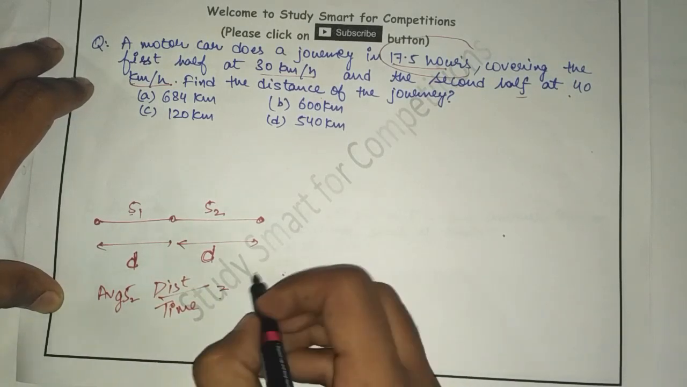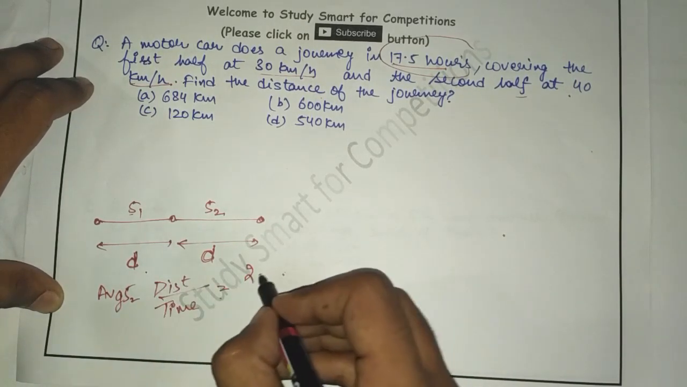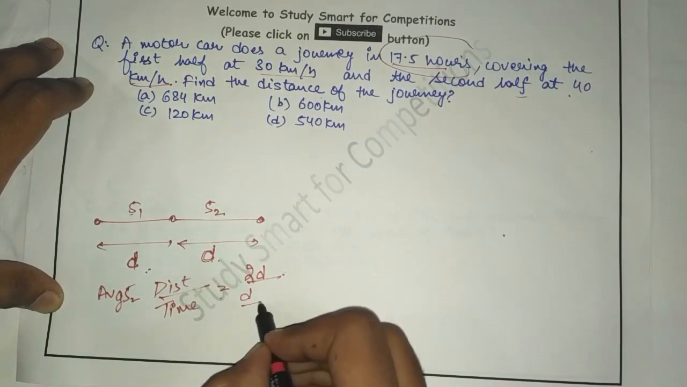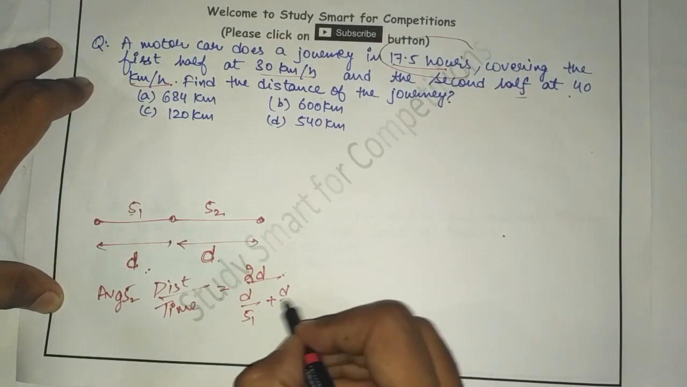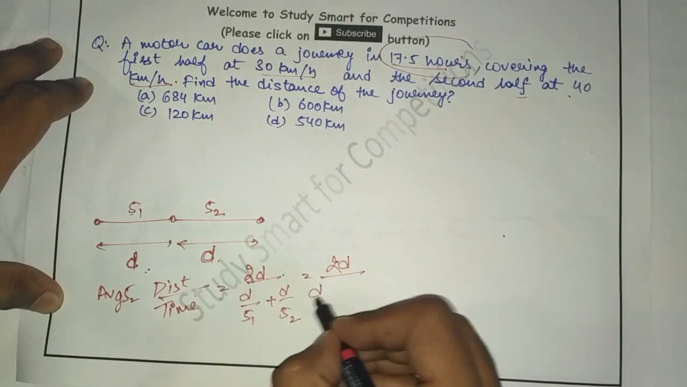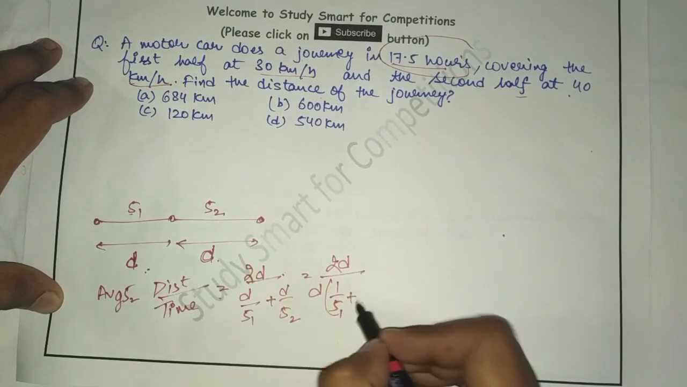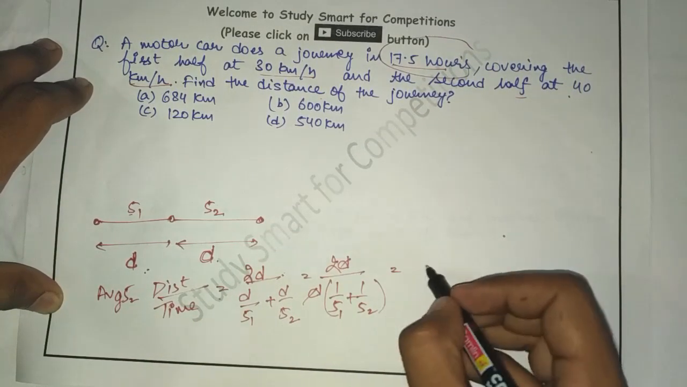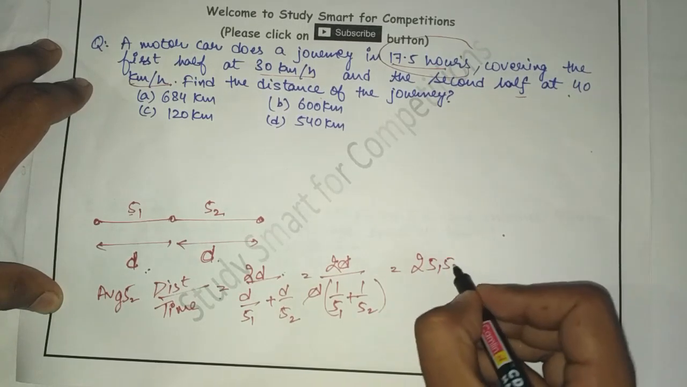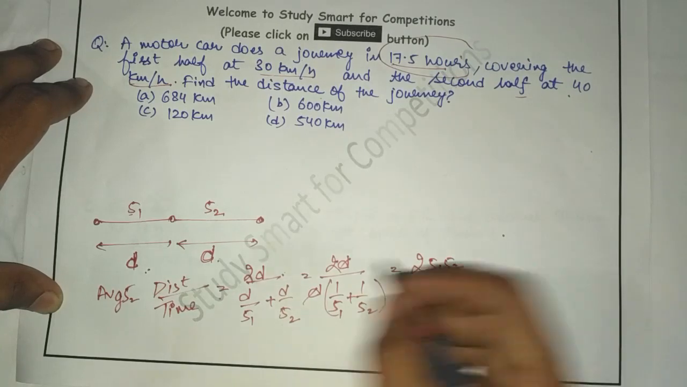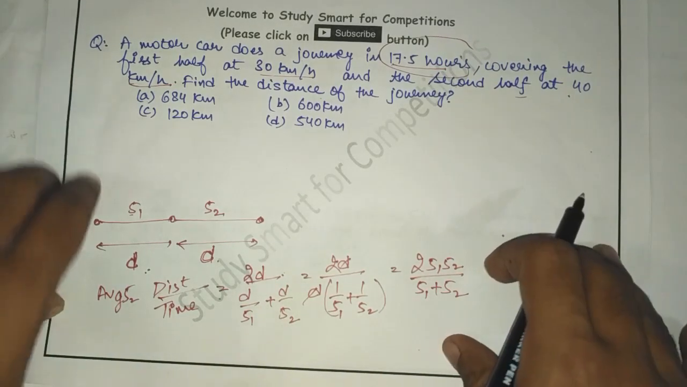Now your total distance is d plus d, 2d, and time would be d by s1 plus d by s2. That comes out to be 2d over d common, 1 by s1 plus 1 by s2. Now we will cut this d here, and that comes out to be 2 s1 s2 over s1 plus s2. That is your formula for calculating average speed here.